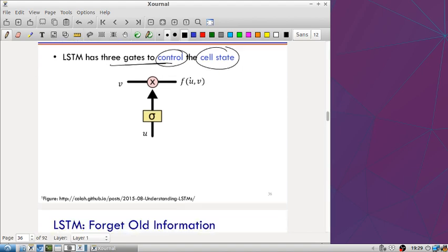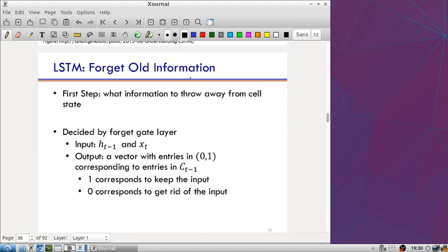And each control has an interpretation. So first is forgetting old information. So we want to forget some parts of C_{t-1} from before. So the forget gate.